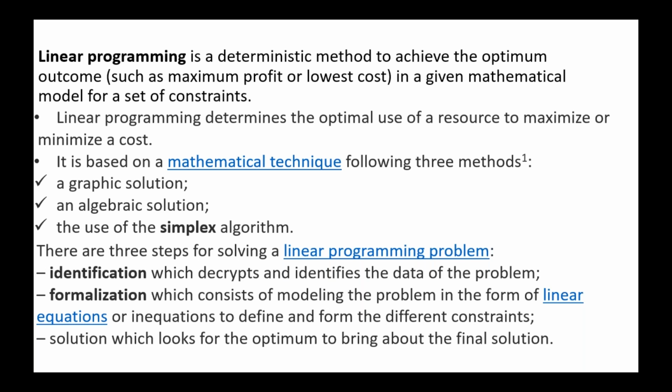You identify, that is identification. Then two is formalization. Formalization consists of modeling the problem in the form of linear equations. You bring the problem into linear equations, or inequalities, to define the form of the different constraints. Then the third one is solution, which looks for the optimum to bring about the final solution.